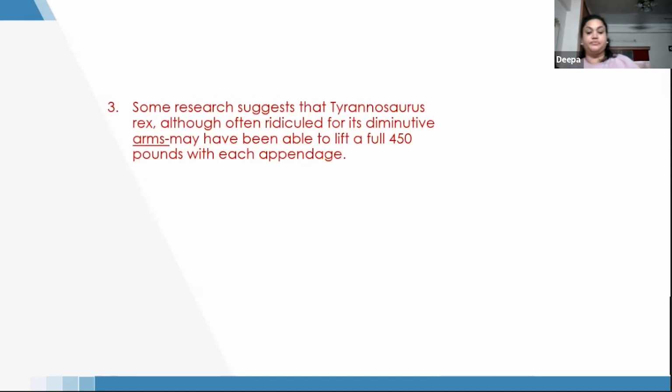Now here, some research suggests that Tyrannosaurus rex, although often ridiculed for its diminutive arms, may have been able to lift a full 450 pounds with each appendage. Now we have to check. We have placed a comma here and we are discussing the Tyrannosaurus rex, and we have put a dash here. Let's look at the options.